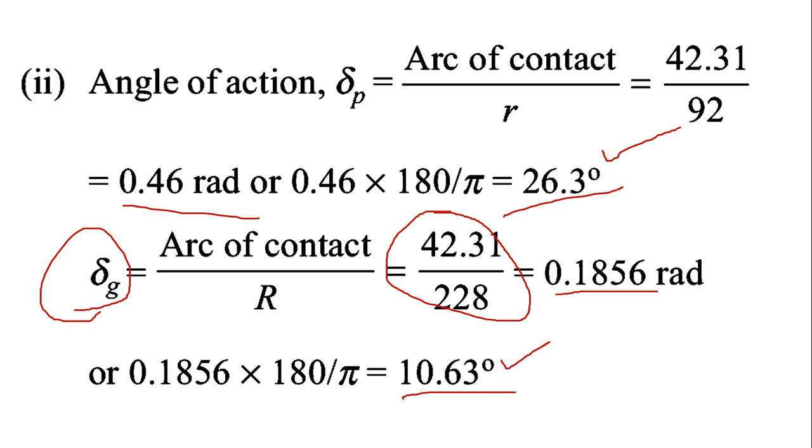Hello, sir. Sir, we can keep the answer in degrees or radians, any one form, right? Degree. The angle of action you can calculate in degrees. Radians is also okay, but it is better if you show the answer in degrees. Are you getting the same answer or a different answer? Yes, sir, getting the same answers. Okay. So like this the angle of action can be calculated.